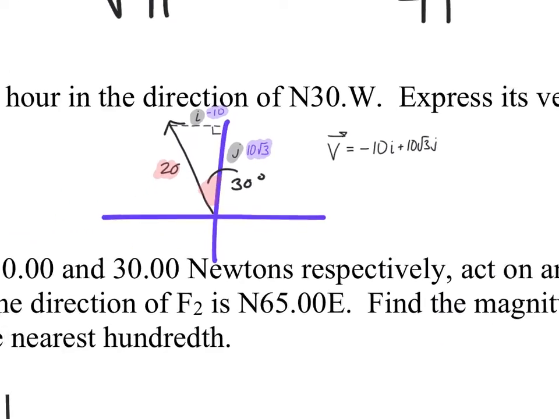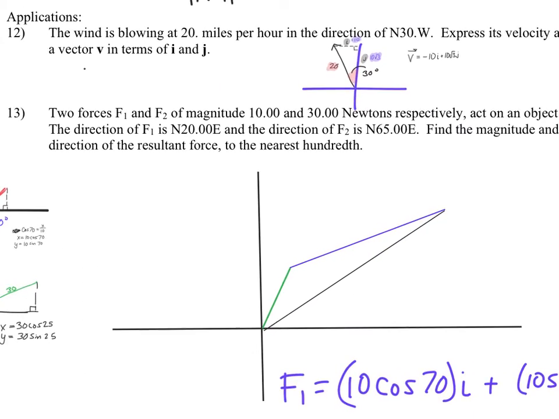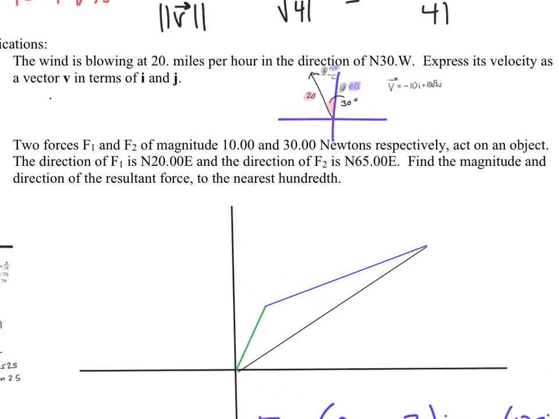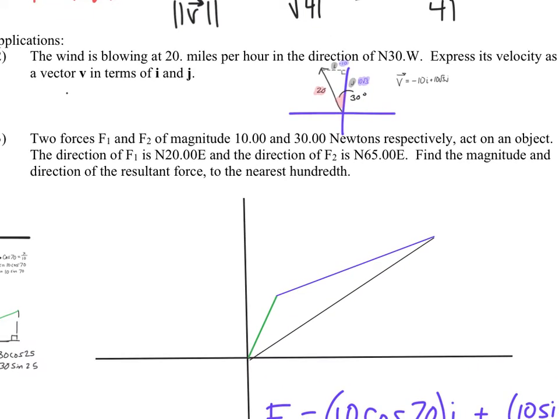All right, let's take a look at this last problem. So first, let's just make sense of what's going on, and then I'll walk you through some ways to approach this. So we have two forces, force 1 and force 2, of magnitude 10 and 30 newtons respectively, acting on an object. The direction of force 1 is 20 degrees east of north, and the direction of force 2 is 65 degrees east of north. What they want us to do is find the magnitude and the direction of the resultant force to the nearest hundredth.